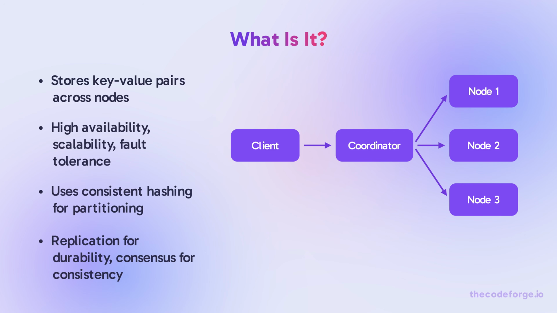A distributed key-value store is a system that stores data as key-value pairs across multiple nodes. It uses techniques like consistent hashing for partitioning, replication for durability, and consensus algorithms for consistency. Think of a giant library where books are stored across many shelves.